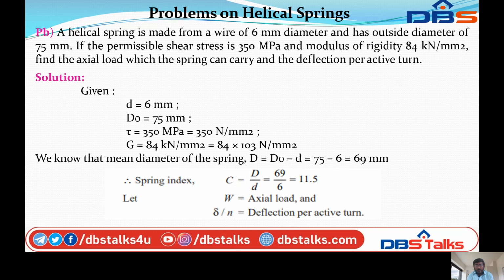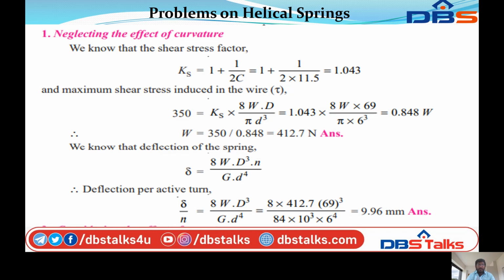Let W is equal to axial load and delta by N is equal to deflection per active turn. So we can calculate the axial load and deflection per active turn. So we are finding the axial load of the spring and the deflection per active turn. So these two, W and delta by N, are the values to be calculated. So let us take the first one, neglecting the effect of curvature.